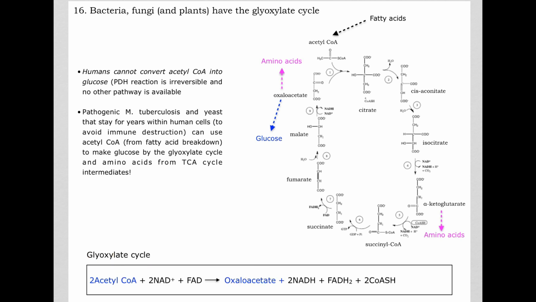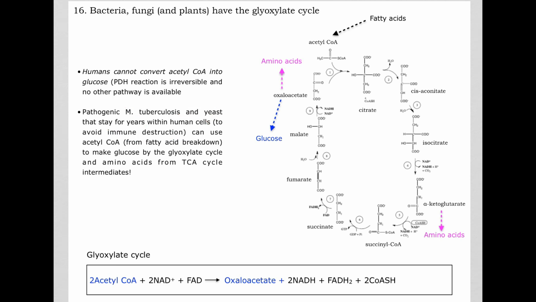Now, clinically, this is important because there are, for example, the bacteria that causes tuberculosis, Mycobacterium tuberculosis, and certain yeast strains. These microorganisms can live within human cells for years, and that's how they can avoid immune destruction. So how do they survive in these cells for a long time?